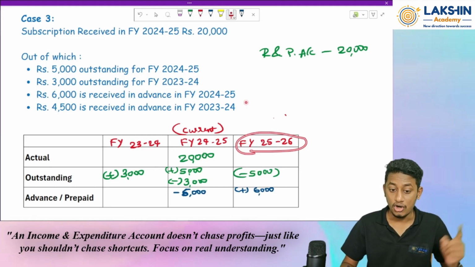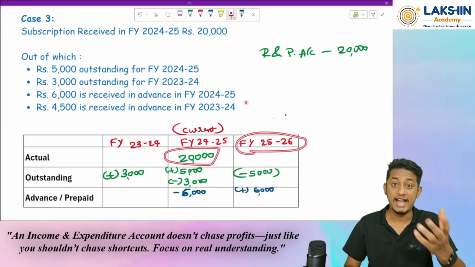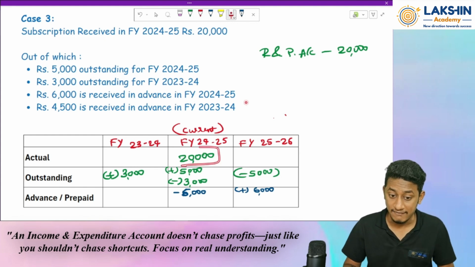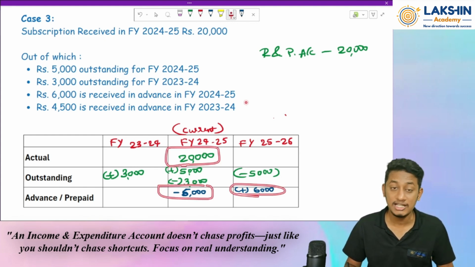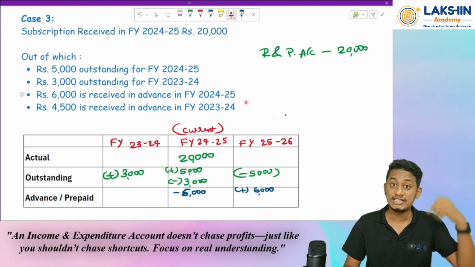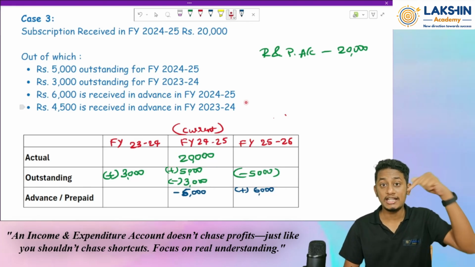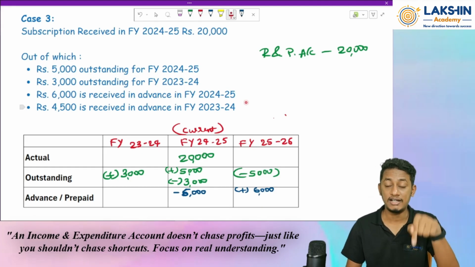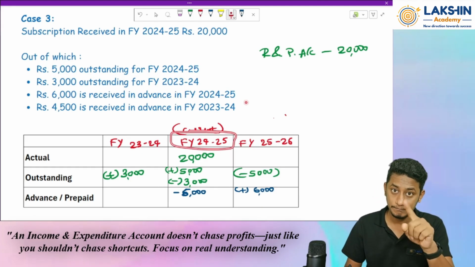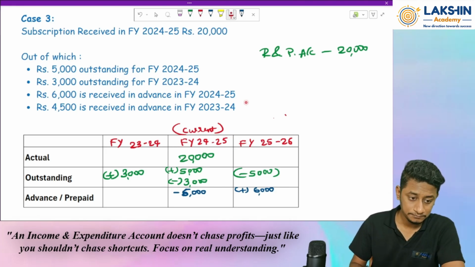Right? So it's already included in this amount. Why? It is an advance amount received. So because of that, I will deduct the amount here, and I will add the amount in the next financial year. Clear? Because this amount belongs to the next financial year, which is already received in financial year 24-25. That is my current financial year. Clear with this? Okay, going further.